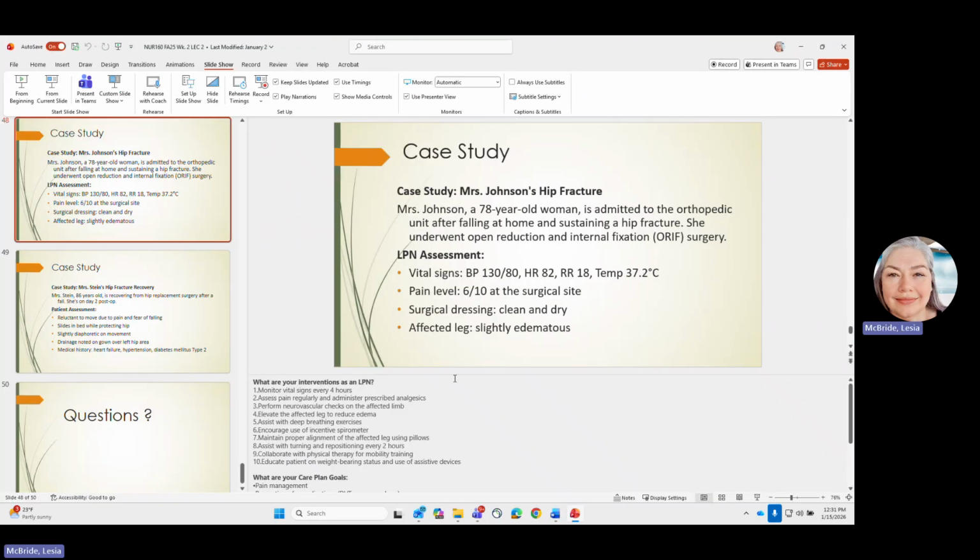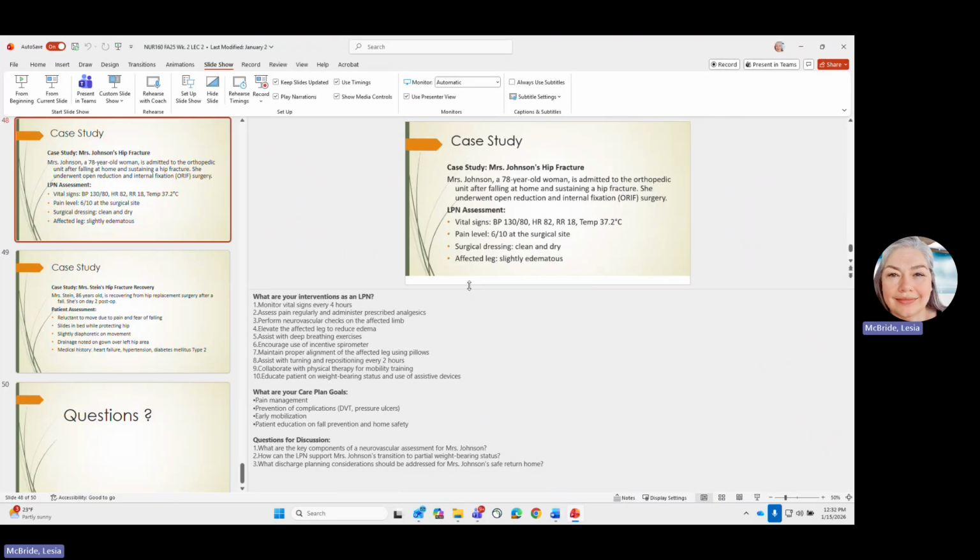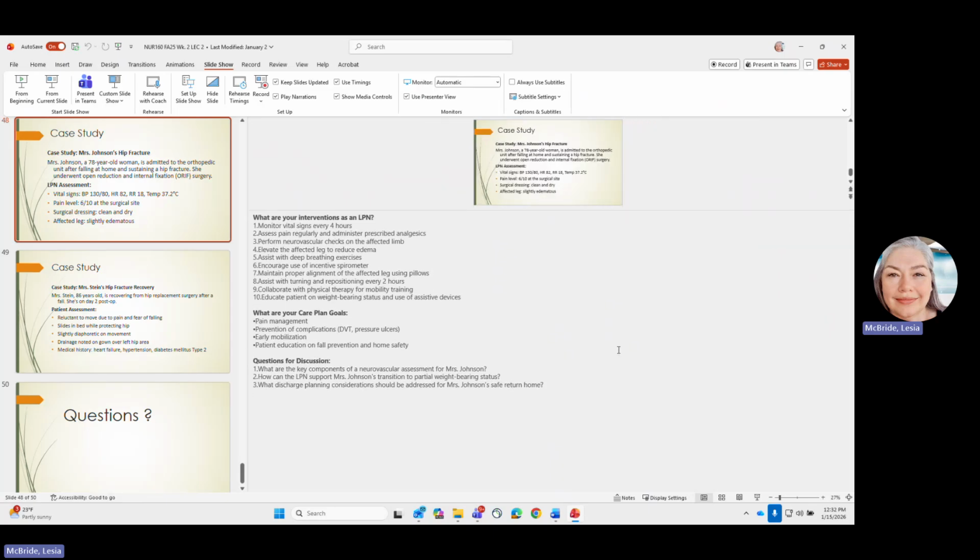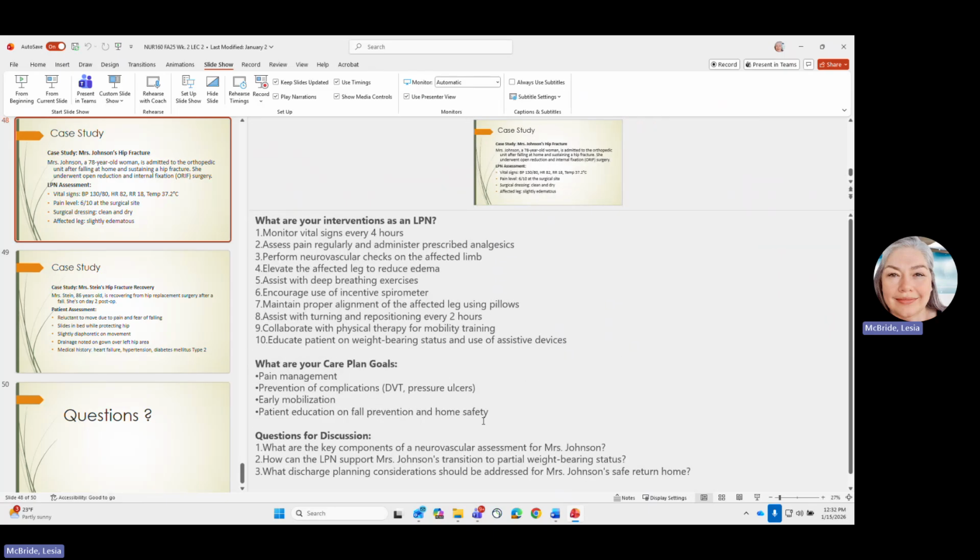There you go. So some of our interventions. There's our information for the patient. So here's some of our interventions for this patient. We're going to monitor their vital signs every 4 hours. Think about these, see if you come up with any others. We're going to assess their pain regularly. We're going to prescribe their analgesics or pain meds.